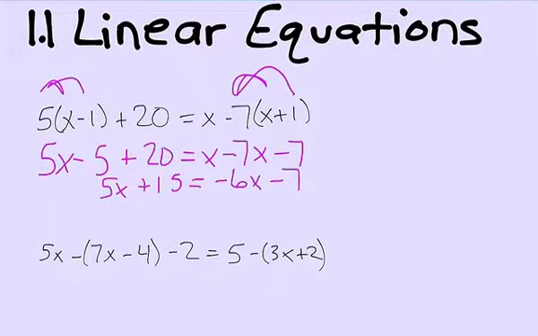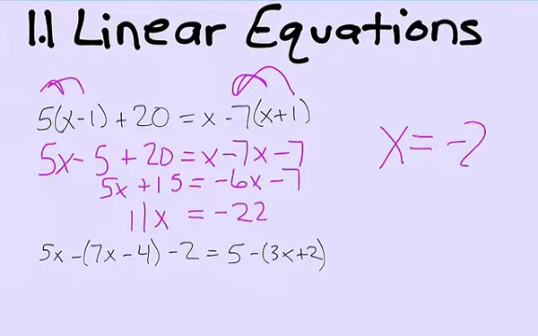And then I'm going to decide to add the 6x to the other side, which would make that an 11x. Subtract the 15 from this negative 7, make that a negative 22, and when I divide, I get x equals negative 2.